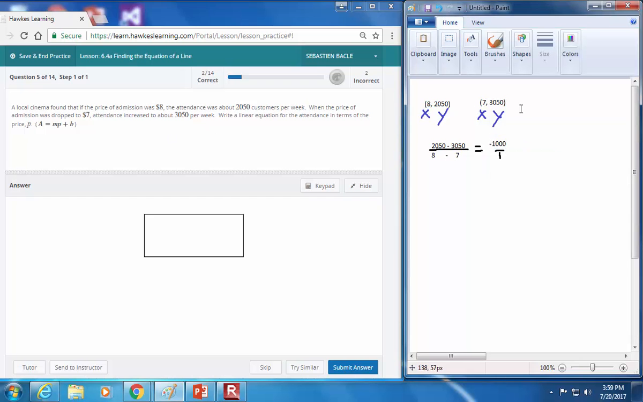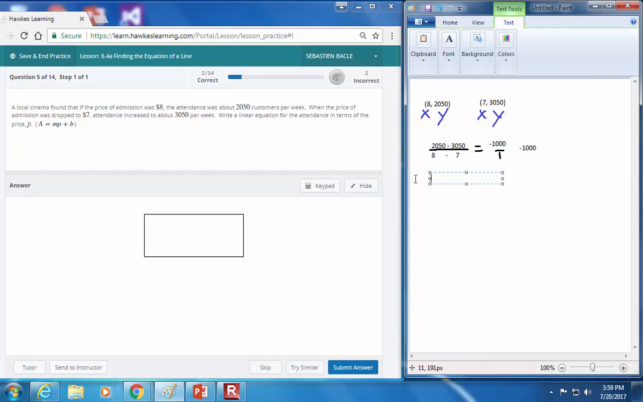I forgot that I had swapped the order here. So when you subtract across, you get negative 1,000 on the top and positive 1 on the bottom. Of course, it's already reduced, but you can simplify it to just plain old negative 1,000. So that's telling you lose 1,000 people every time you increase the cost by $1.